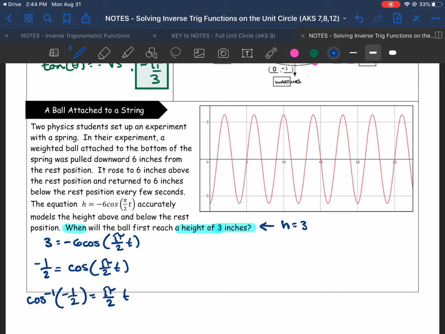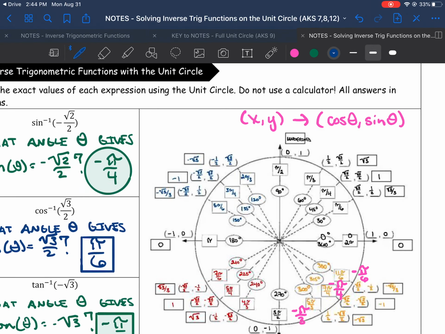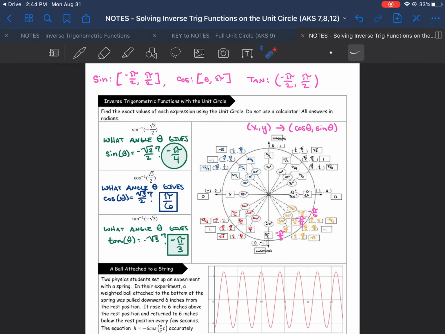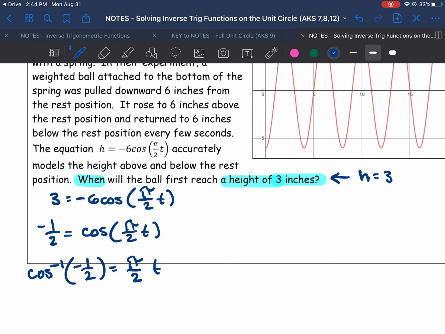And now we can use our unit circle. So what angle, and remember cosine is from 0 to pi, so what angle between 0 and pi will give me a cosine value of -1/2? Well, if I'm looking at my unit circle, here's a cosine value of -1/2, and it's in our restricted domain 0 to pi. So that angle is 2 pi over 3 radians. So the inverse cosine of -1/2 is 2 pi over 3. 2 pi over 3 is equal to pi over 2 times t.